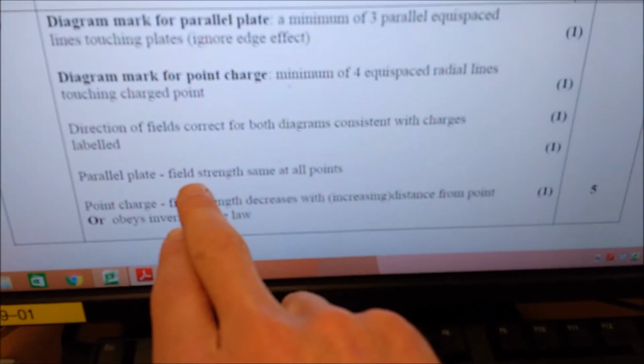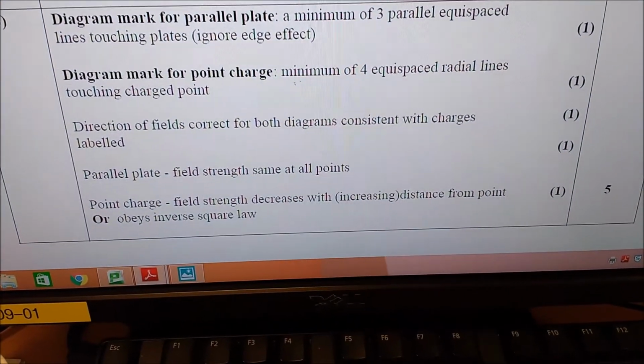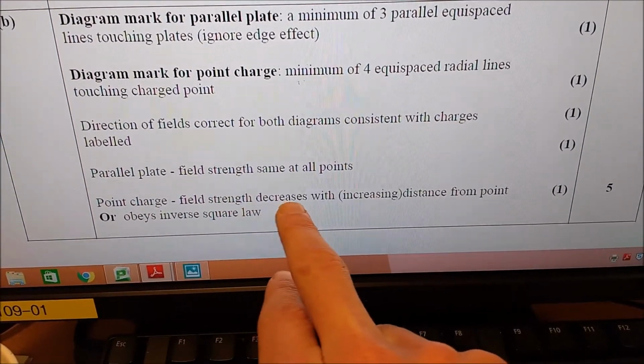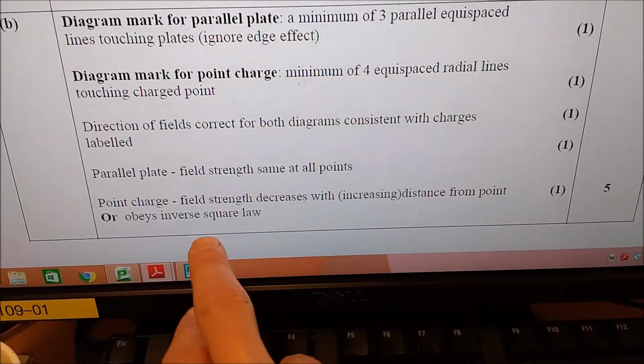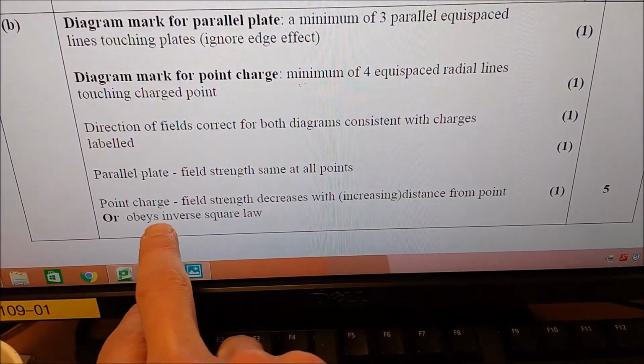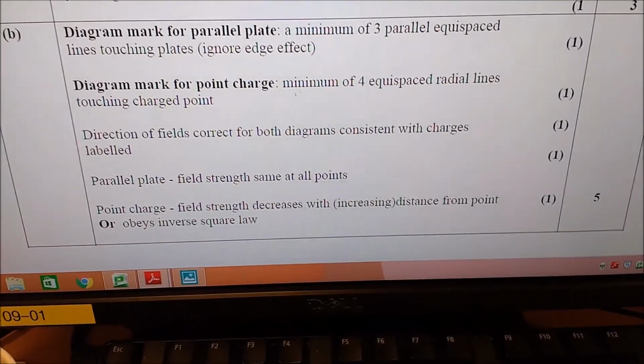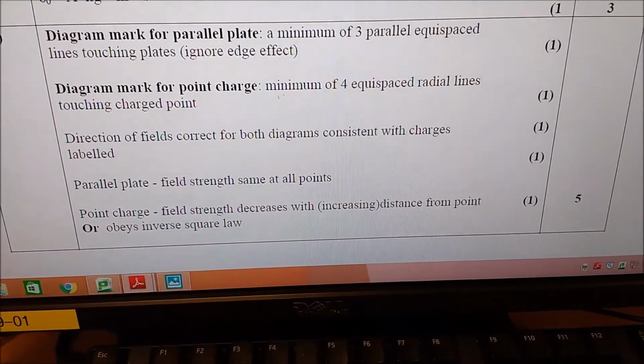as well. And the comment there: for parallel plates, you need to say the field strength is the same at all points, and for a point charge you can either say the field strength decreases with increasing distance, or you can make the further point that it obeys an inverse square law. If you double the distance, you'll quarter the electric field strength.